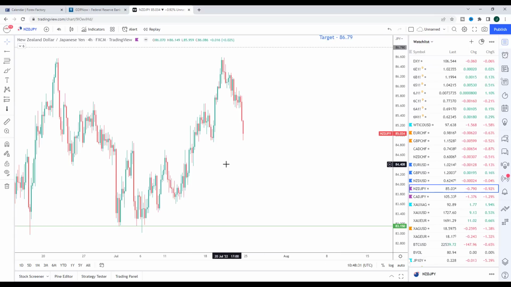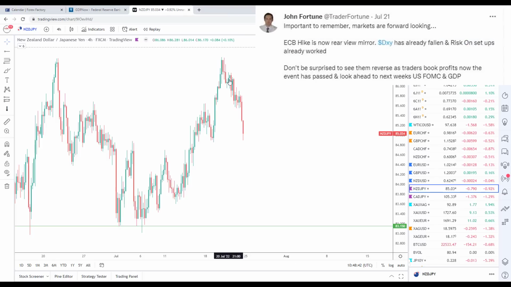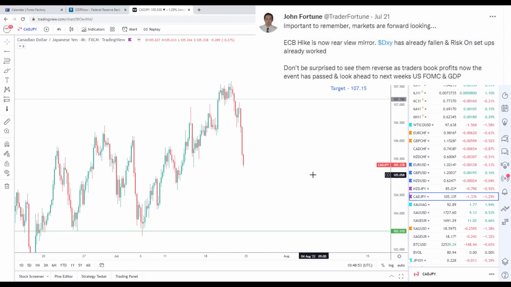For example, if we look at New Zealand yen, which we saw from the 18th, we had a big rally to the upside. And then when we had the ECB rate hike itself, we saw the market discount that news and sell off. If we have a look at CAD yen, which was another market we looked at last week, we had the rally into the ECB meeting, and then on the 21st we had the big sell-off as the market discounted the rate hike.